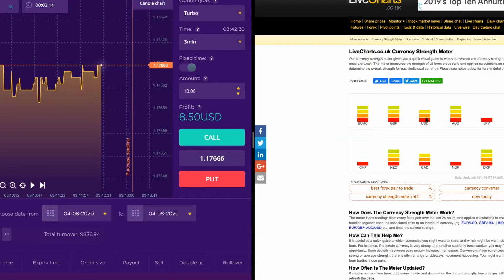Now, if you're looking for a sell or for a put, you would want the second currency pair to be stronger than the first. So let's unofficially go with, what would be a good one? We need a second pair that's strong.